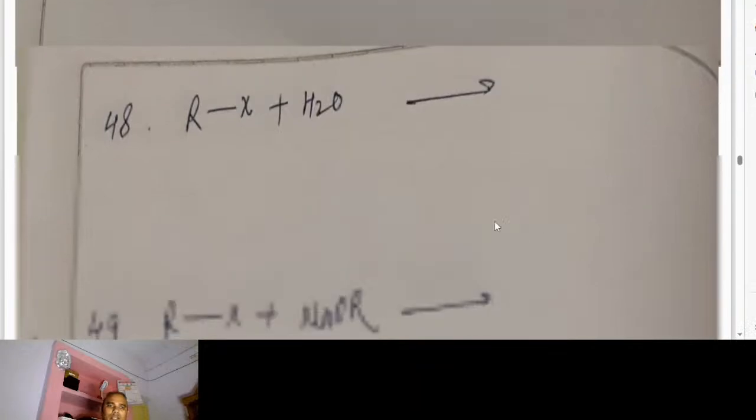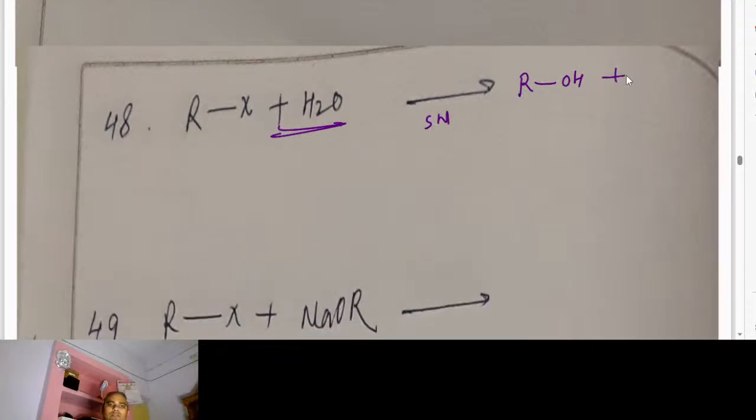Next one, student, RX is there with NaOH. This is the SN2 reaction. We don't know what degree R is. So ROH alcohol will form, and NaX is going to be out. Now let us move on to the next one, 48. Here water is also a good nucleophile, student. So it will give ROH, that is also an SN reaction, plus HX.